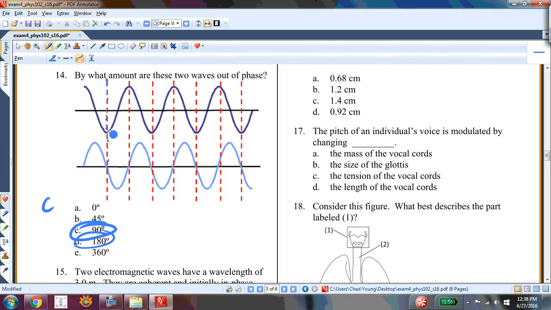I can tell because I have a peak lining up with here. So it's not constructive or destructive interference, but it's something in between. So here they are separated by 1/4 wavelength, which is equivalent to 90 degrees out of phase. Hold on, let me make a note about this.